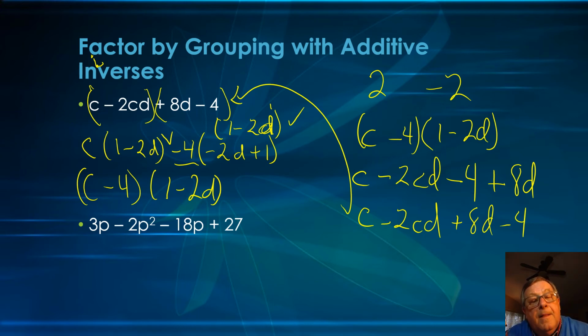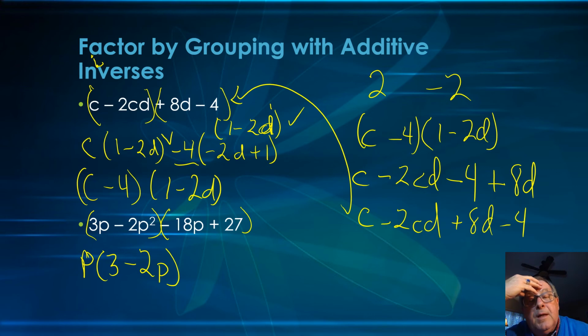All right, let's look at this second one. I've got 3p minus 2p squared, and we're going to put that in a group together. Then we've got -18p plus 27, and we'll consider that as a group. In our first group, the only thing I can factor out is the p, since 3 and 2 are already in their greatest common factor. So we get p times 3 minus 2p.